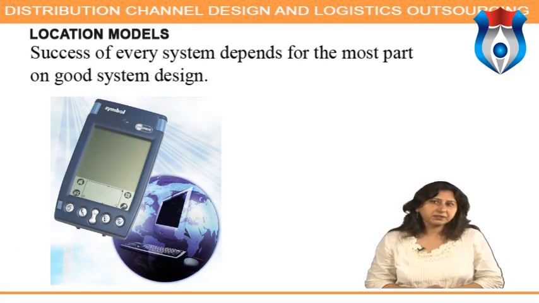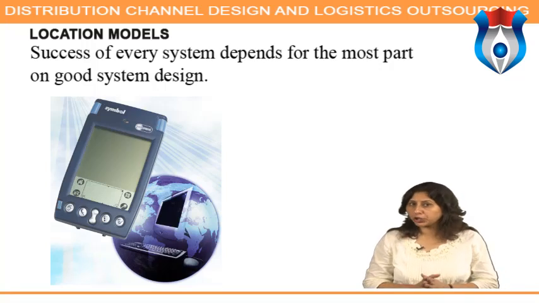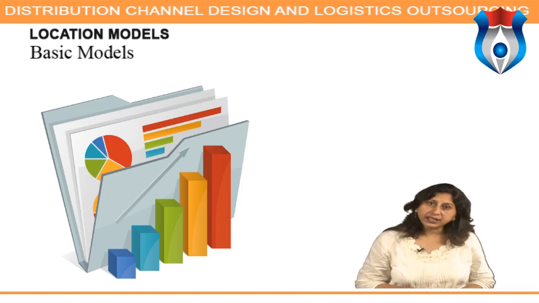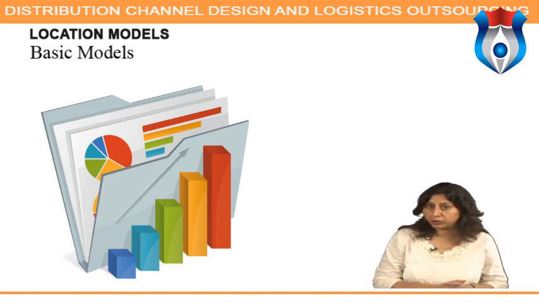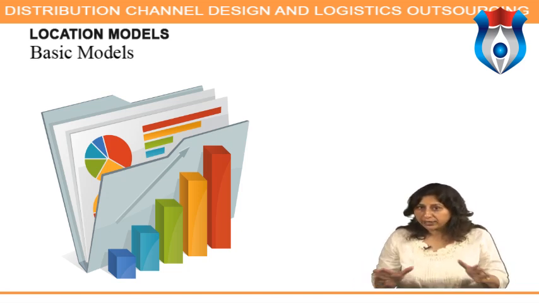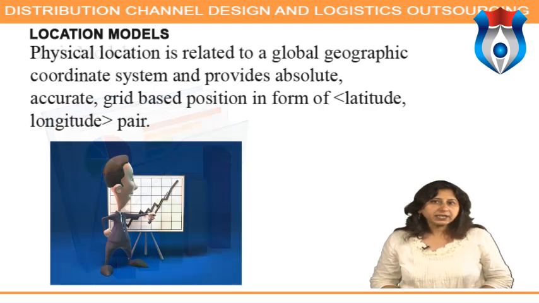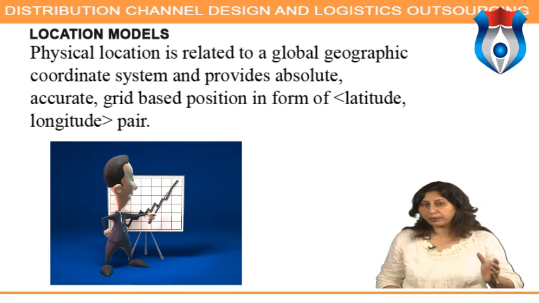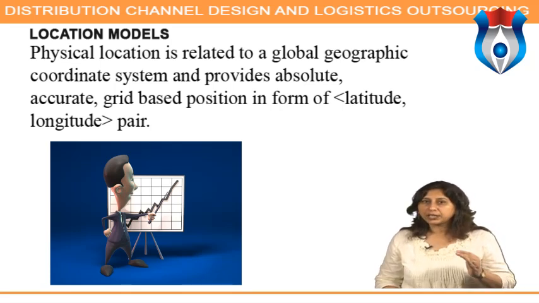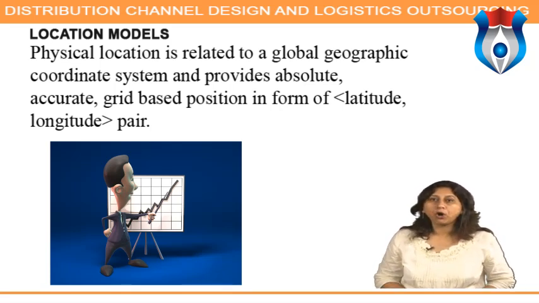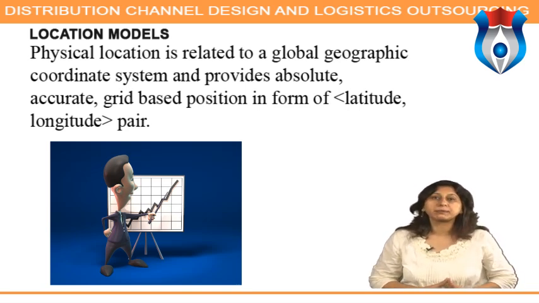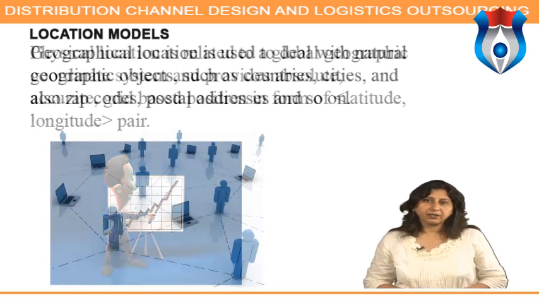Success of every system depends for the most part on good system design. Basic models. There is a tendency to distinguish between two groups of location models which are related to each other. Physical location is related to a global geographic coordinate system and provides absolute, accurate, grid-based position in the form of a latitude-longitude pair. A third, altitude, coordinate can be added if necessary.